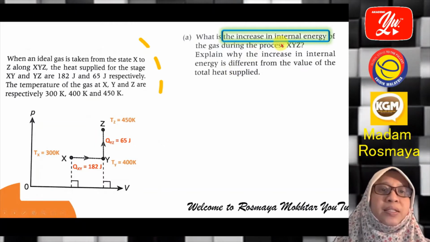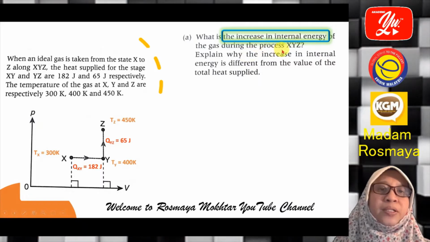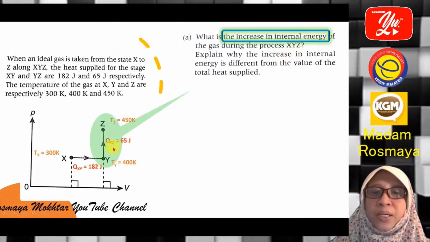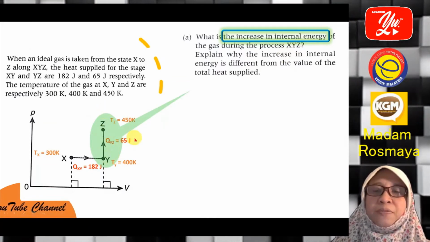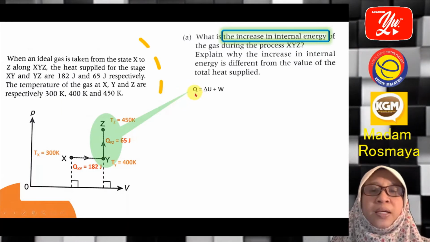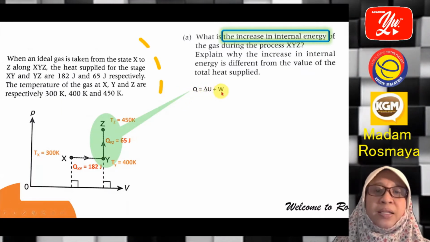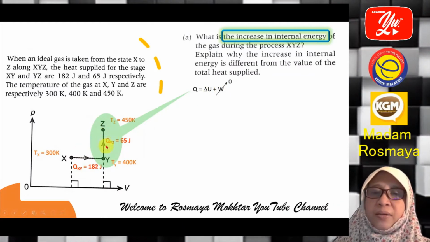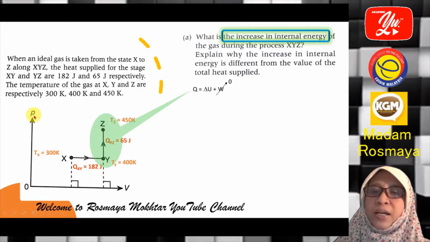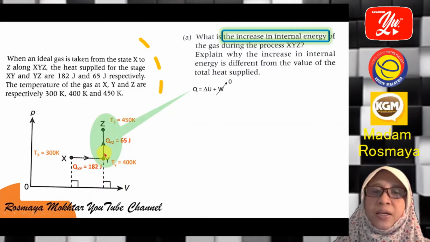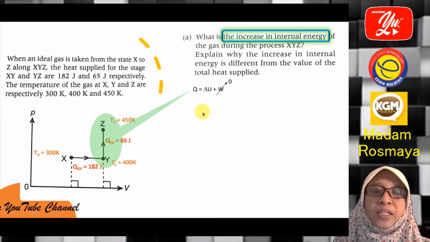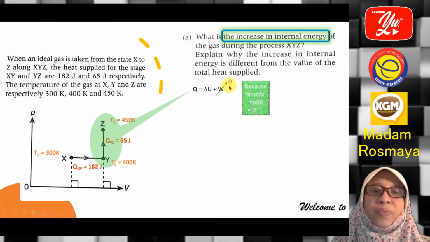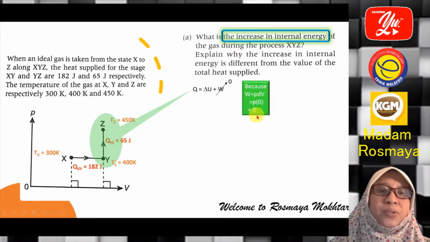So the increase in internal energy of the gas during the process XYZ. Okay, so we do Y to Z first, using the first law of thermodynamics. Heat supplied equals the change in internal energy plus the work done. For Y to Z, there is no change in volume, because this is the graph of P against V, so this is a vertical line. This means no change in volume, so there is no work done. The work done equals 0.